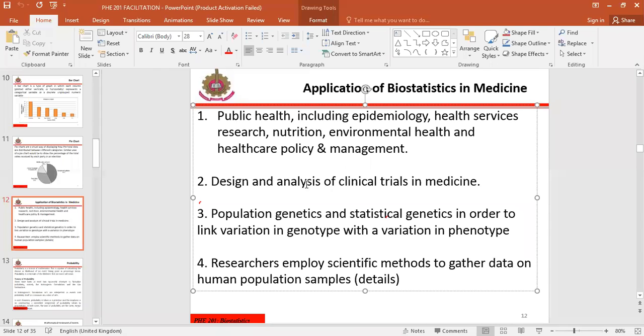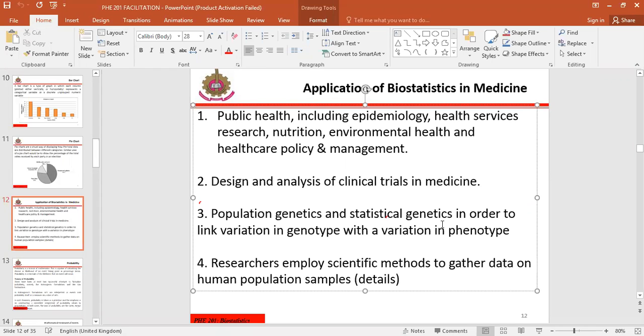So what they are trying to say here is that it brings about a means by which you can experiment with your medical findings, so to say. Another thing is that population is used in population genetics and statistical genetics in order to link variation in genotype with a variation in phenotype.